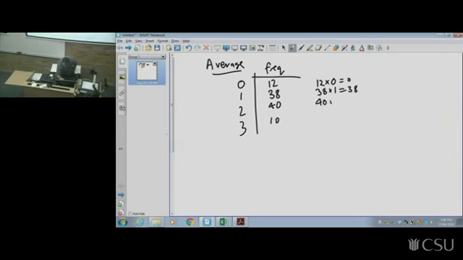And same thing for the 40 twos and the 10 threes. That's how much each of those contributes to the sum. So you just add up these numbers now. So 38 plus 80 plus 30 gives you 148, I think it is. Does that make sense? So that's really just adding them all up.